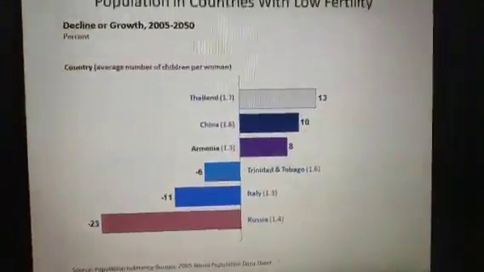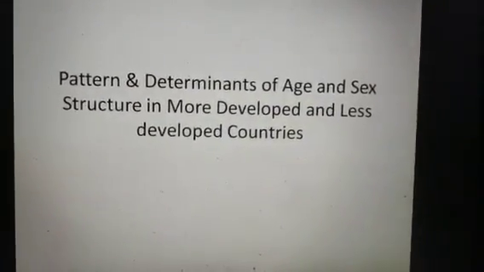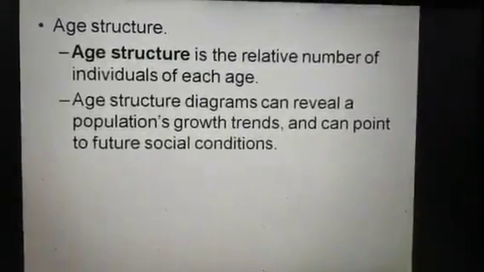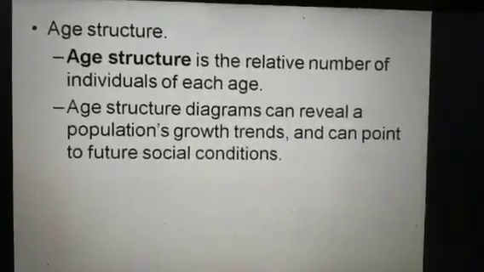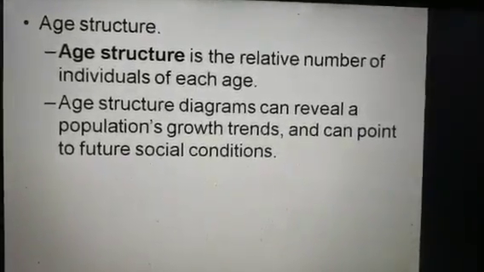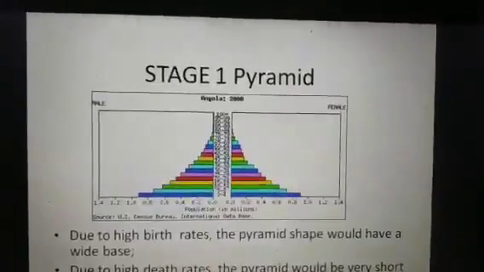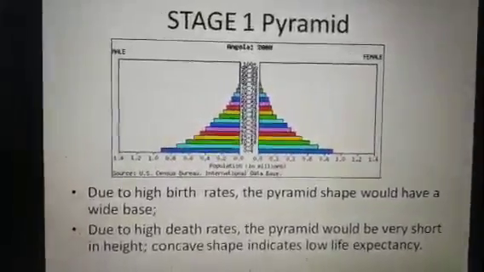Okay. So dear students, that's how you can suggest the pattern and determinants of age and sex structure. Earlier I told you that age structure is the relative number of individuals of each age. An age structure diagram can reveal population growth trends and can point to future social conditions. This can be denoted as a pyramid. I told you each and every stage of the pyramids earlier also.